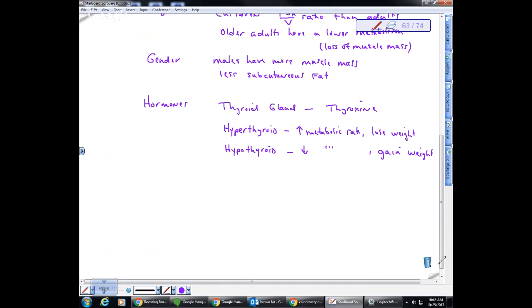Okay. Another interesting thing is brown fat. Most of our fat is white adipose tissue, but brown fat is metabolically active fat.